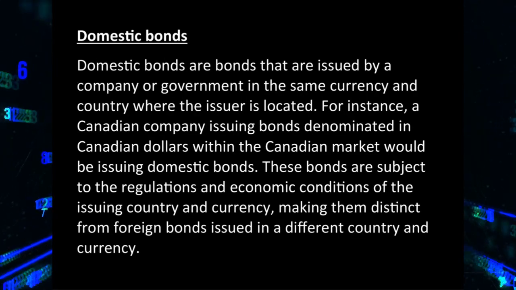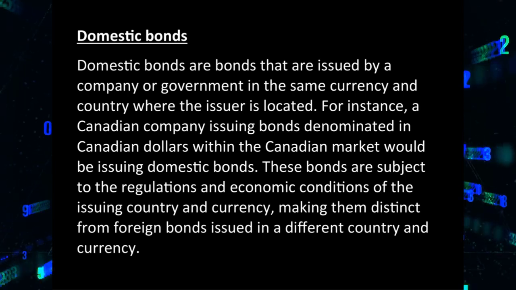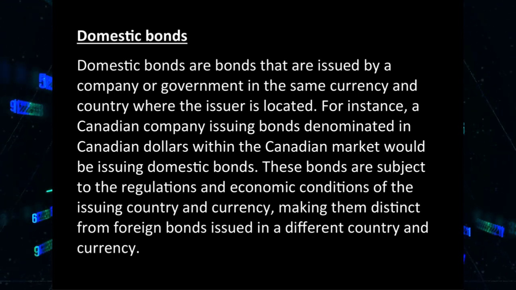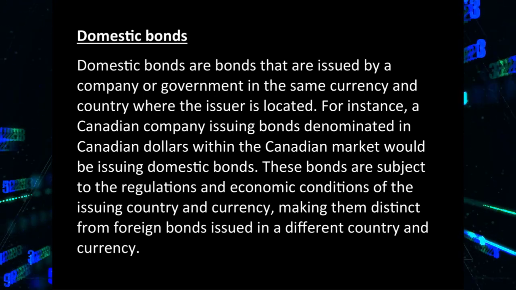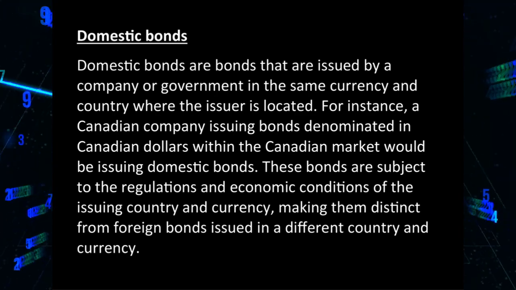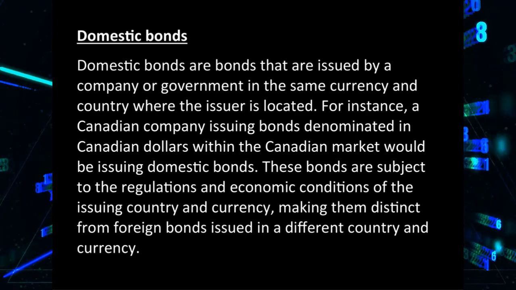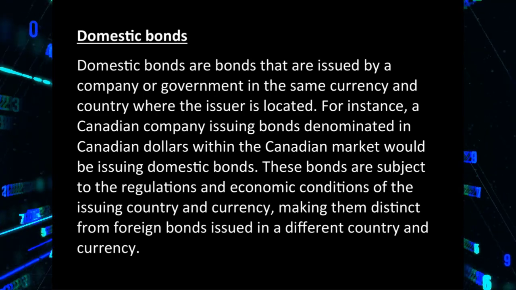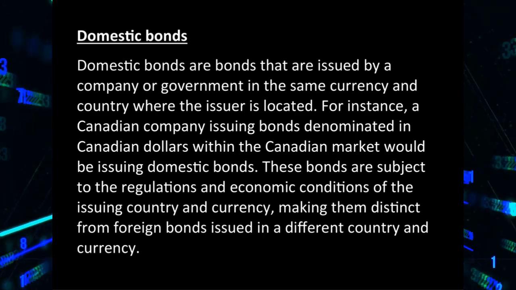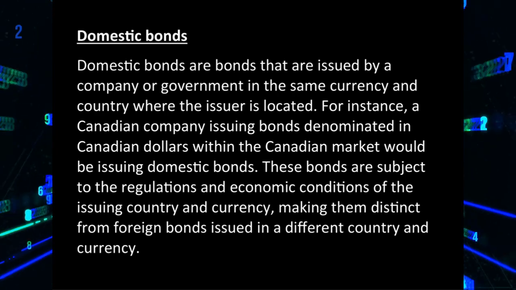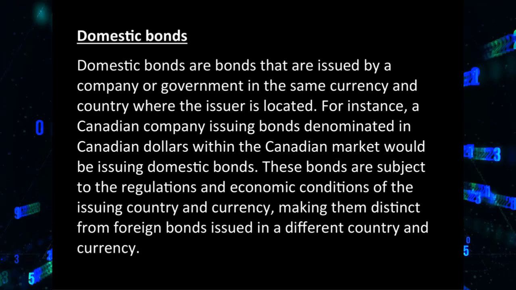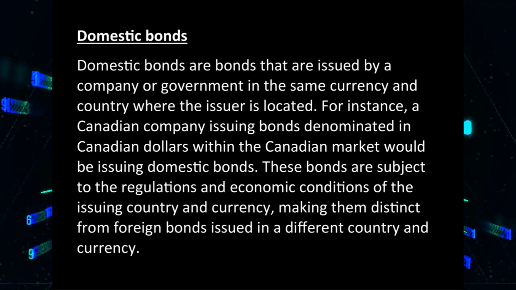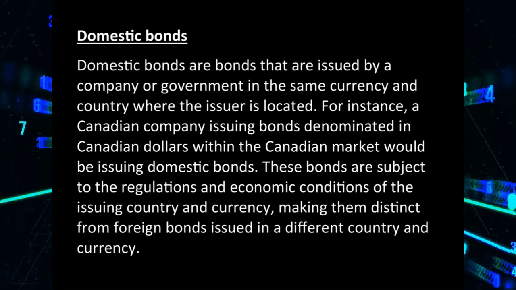Domestic bonds. Domestic bonds are bonds that are issued by a company or government in the same currency and country where the issuer is located. For instance, a Canadian company issuing bonds denominated in Canadian dollars within the Canadian market would be issuing domestic bonds. These bonds are subject to the regulations and economic conditions of the issuing country and currency, making them distinct from foreign bonds issued in a different country and currency.